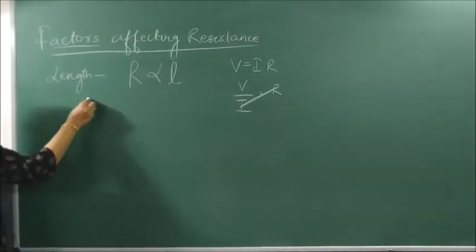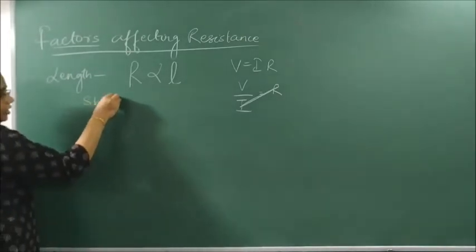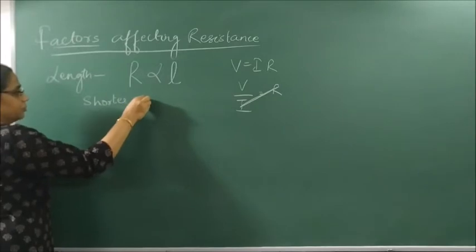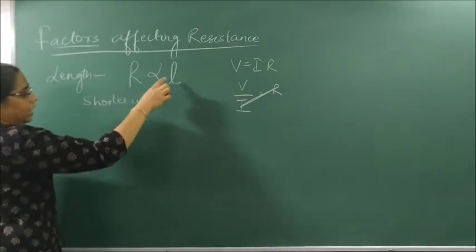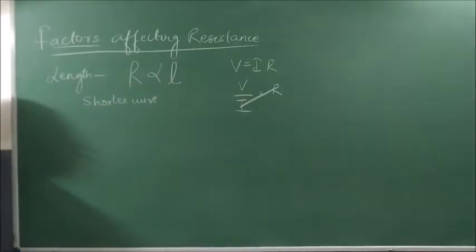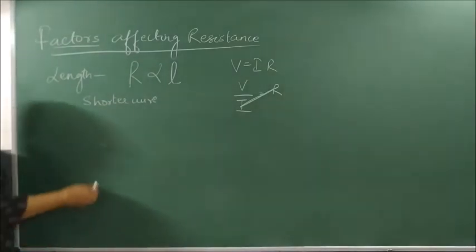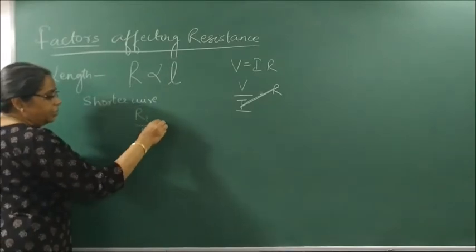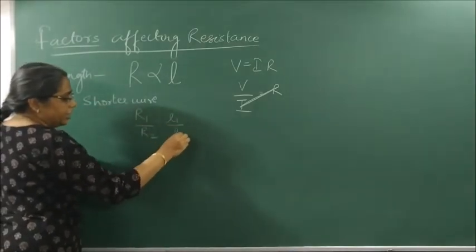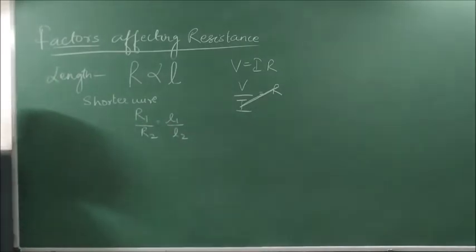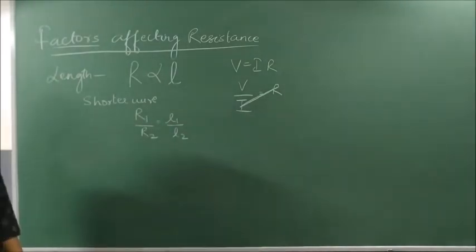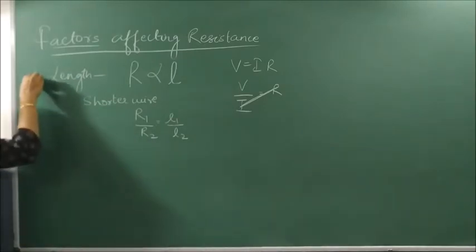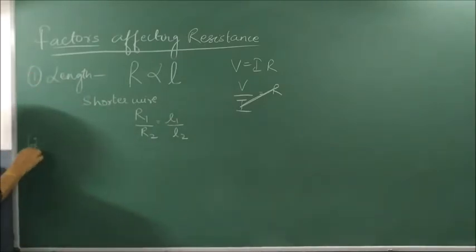So we should prefer what wire? Shorter wires. Shorter wires will have less resistance and will have what current? More current. Then we study if there are two resistances R1 and R2 and there are two lengths of wire L1 and L2, then R1 by R2 is equal to what? L1 by L2.